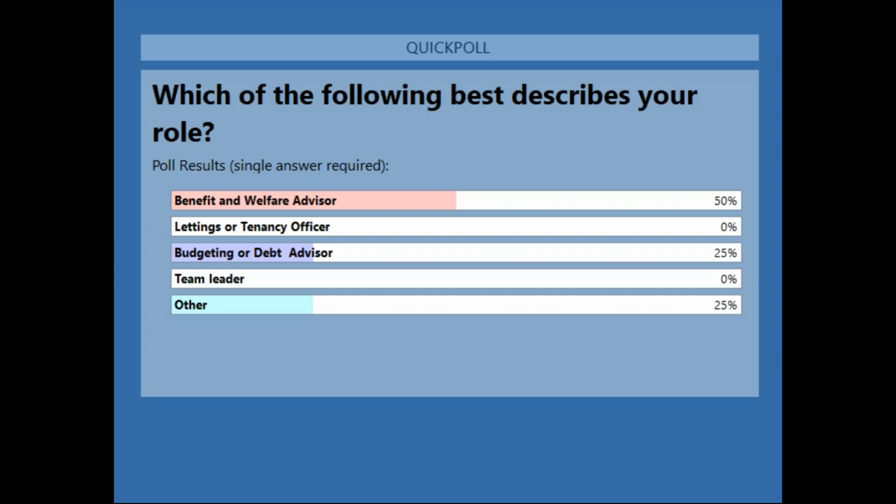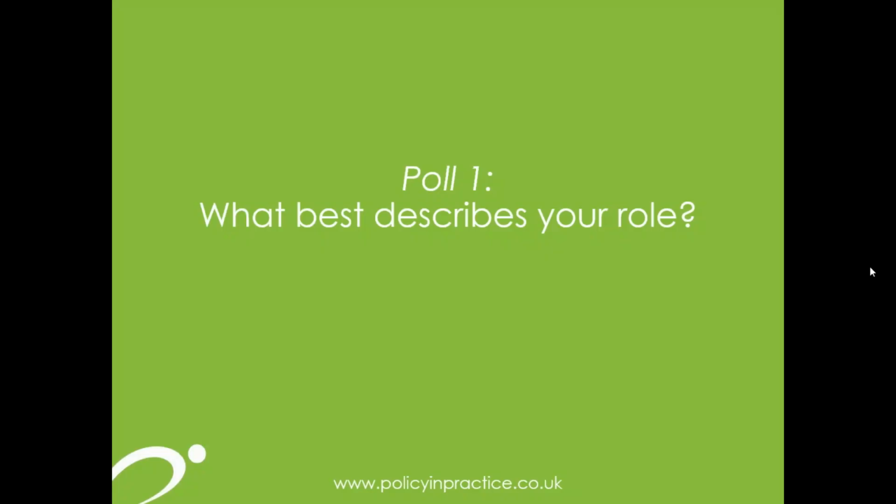So I'll bear that in mind, and I'll do the webinar accordingly. So that's really useful. Now I need to figure out how I switch off the results. Hide poll results. Okay, brilliant.